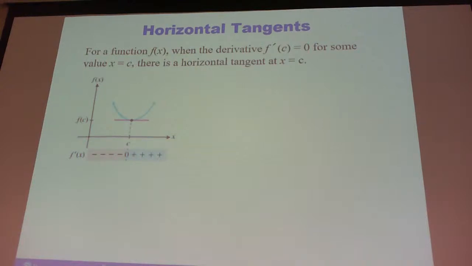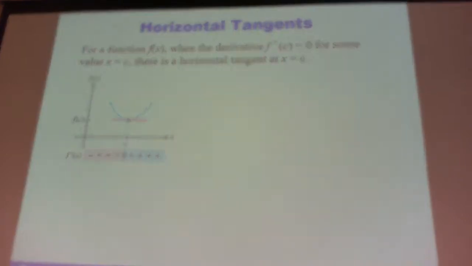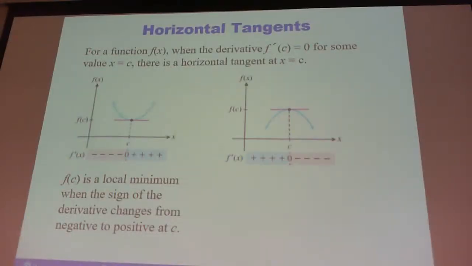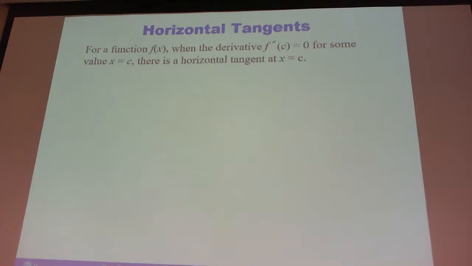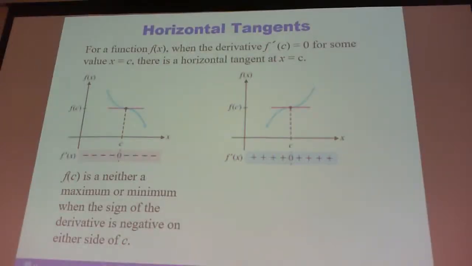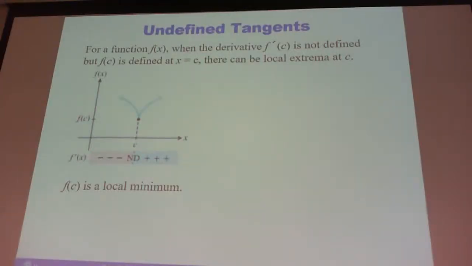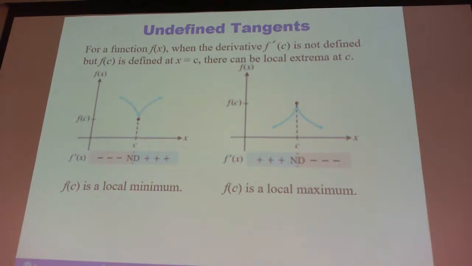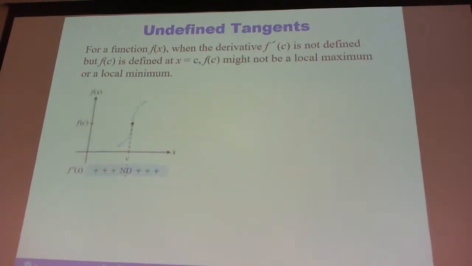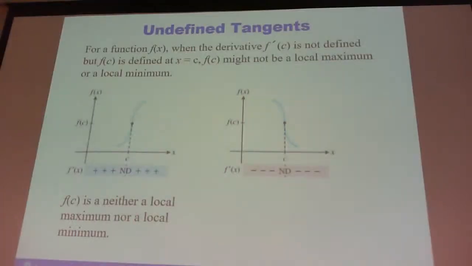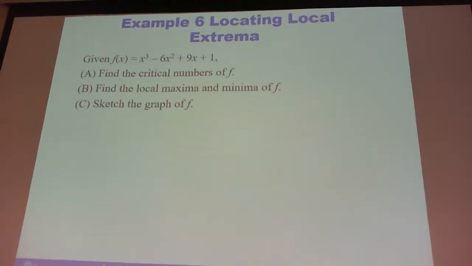That's the turning point, the critical number. That would be a local min. That would be a local max. That would be neither. That would be neither. Okay? Graphically, that would be a local min. That would be a local max. Neither. Neither. I think we're getting the idea.